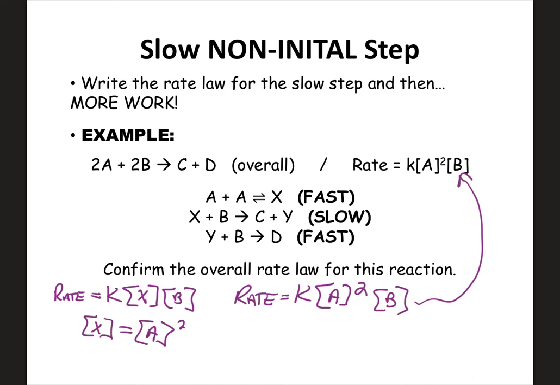So again, if the slow step is first, you can just write the rate law based on the coefficients of that first step. If the slow step is not first, you usually have to do a little bit more work and do some substituting in, but you still can get the overall rate law. It's just a little bit more work. You need to realize that the reason we can write the rate law from these steps is because they're elementary steps. We still can't write the rate law from the overall balanced equation.